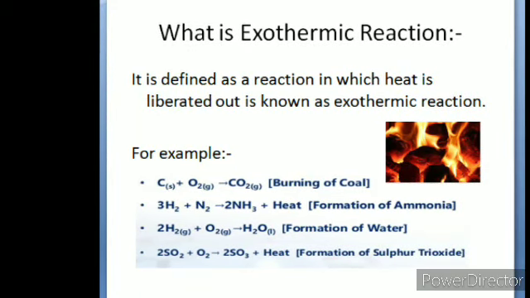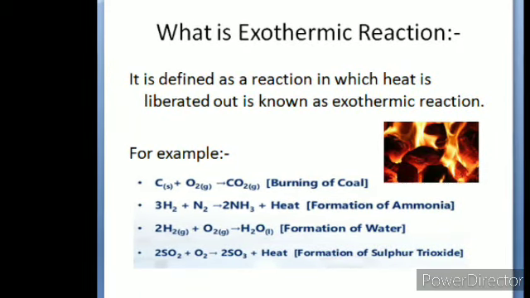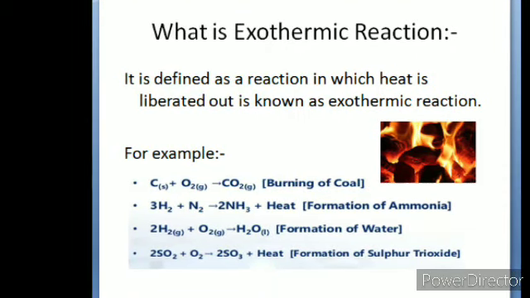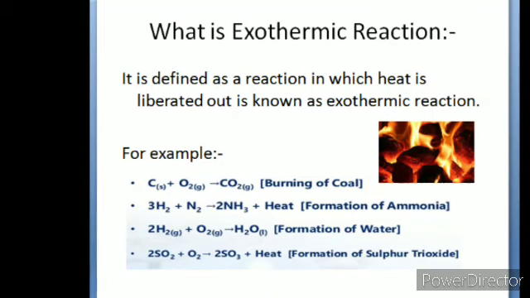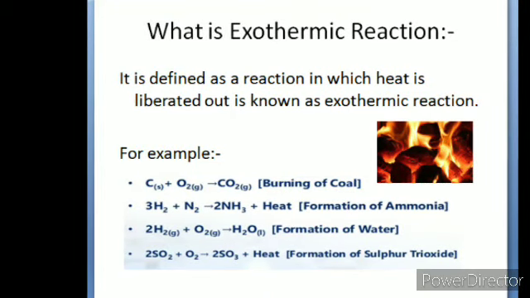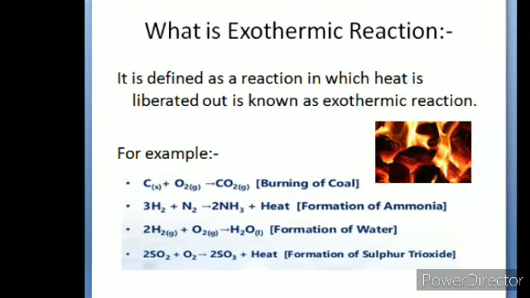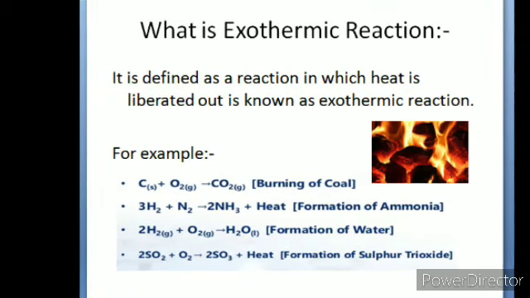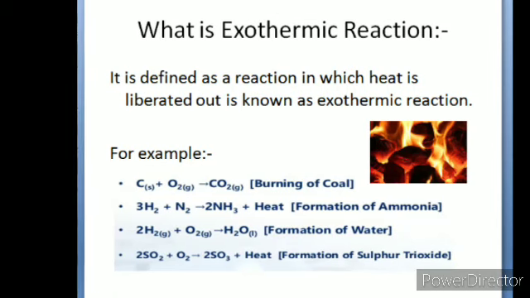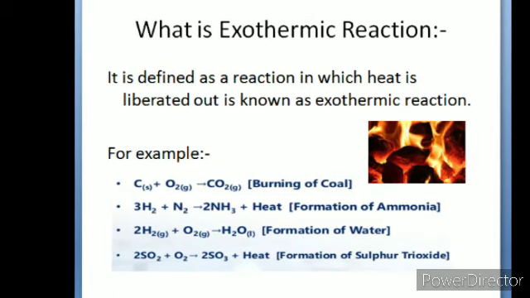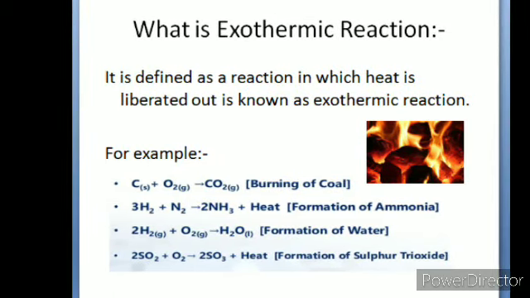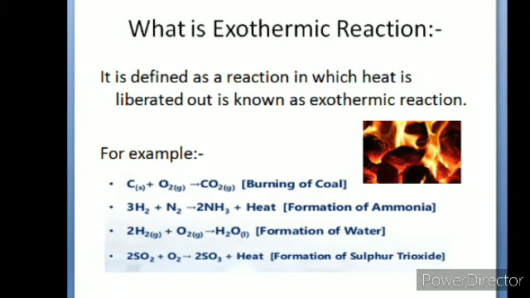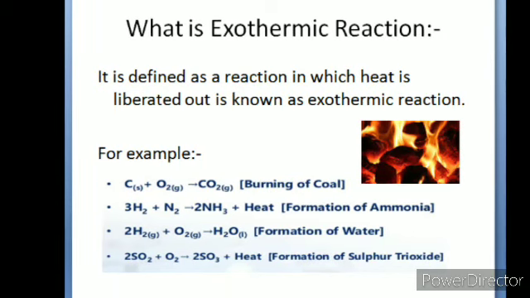So now let's discuss our first type of chemical reaction, that is exothermic reaction. How can we define it? It is defined as the reaction in which heat is liberated out. For example, when we burn carbon in the presence of air, it forms carbon dioxide. Along with the formation of carbon dioxide, a large amount of heat is liberated out, which proves that this reaction is exothermic.